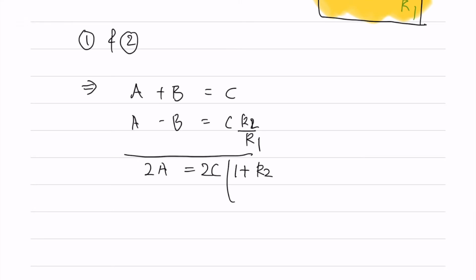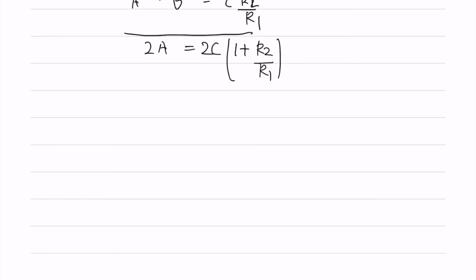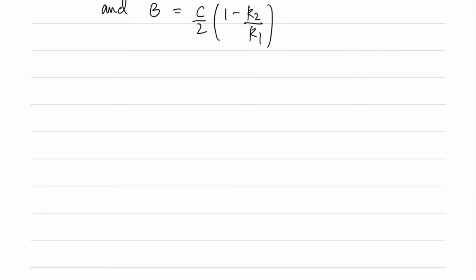So first we have A equals C by 2 into (1 plus k2 by k1), and B is C by 2 into (1 minus k2 by k1).